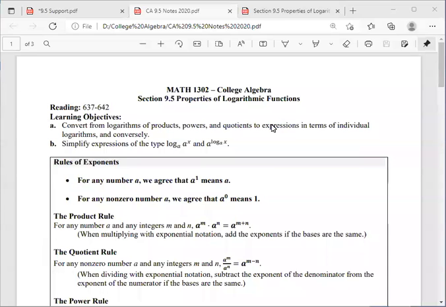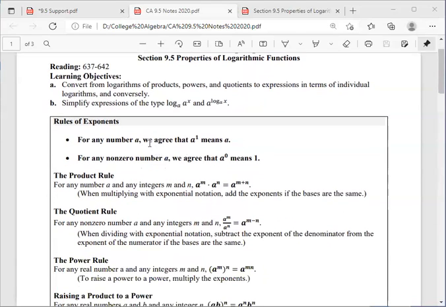So 9.5, properties of logarithmic functions. We're going to convert from logarithms of products, powers, and quotients to expressions in terms of individual logarithms, and conversely, and simplify expressions of the type log base a of a to the x, and a to the log base a of x.